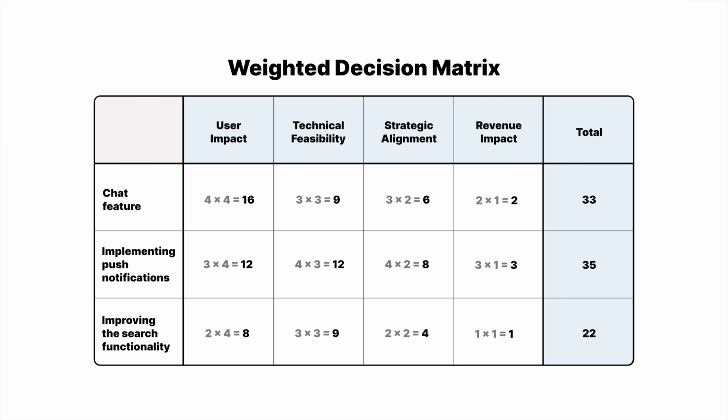Based on the total scores, the push notification is the best alternative to prioritize for implementation as it has the highest total score. Using a decision matrix helps product teams make smart and data-driven decisions about which features to prioritize. It also ensures that they are focusing their time and resources on the features that would have the biggest impact and help the company reach its goals.